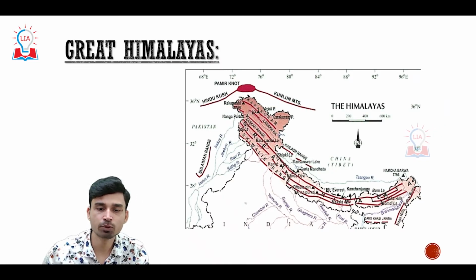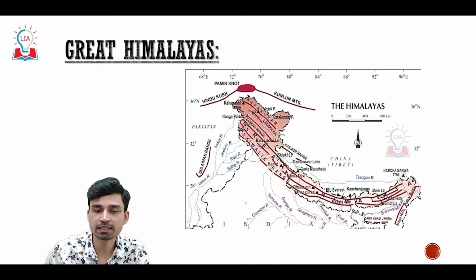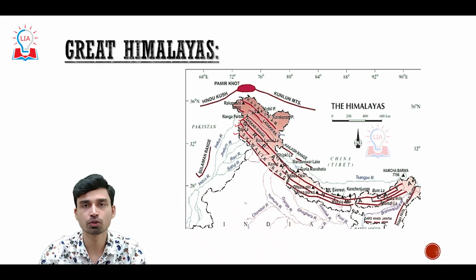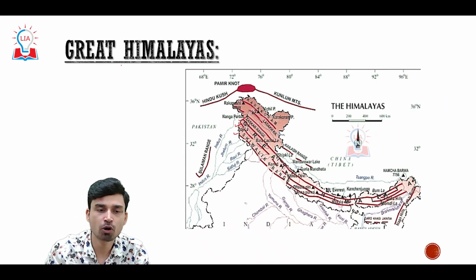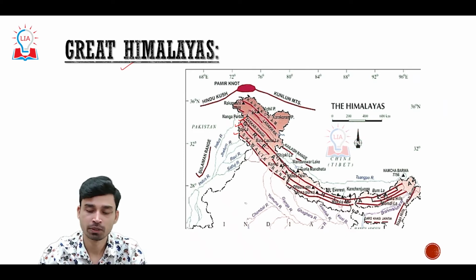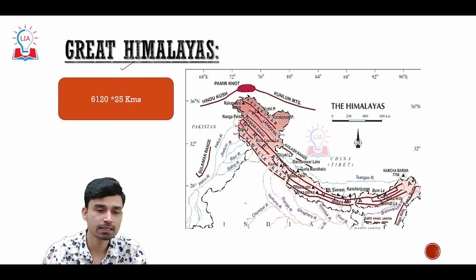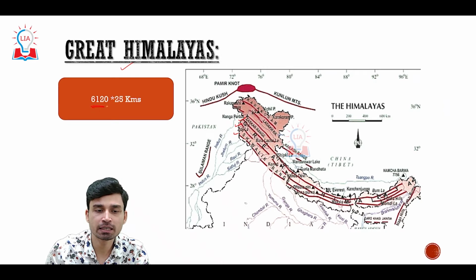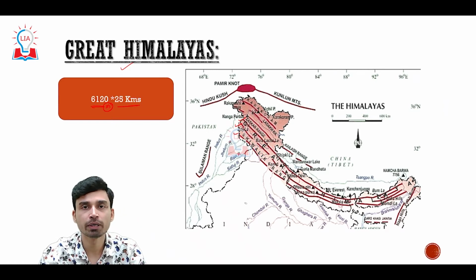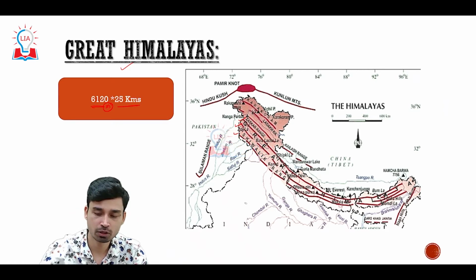Structure-wise, we can divide the Himalayas basically into three ranges, coming from north to south. The northernmost range is called the Great Himalayas. Some important points about the Great Himalayas: its average elevation is about 6,120 meters, while its average width is about 25 kilometers.